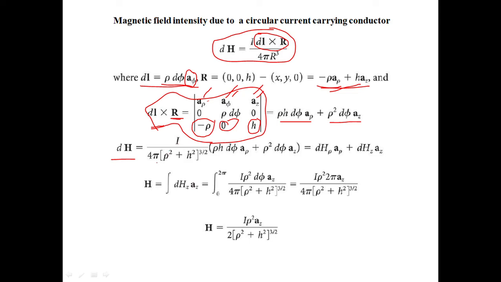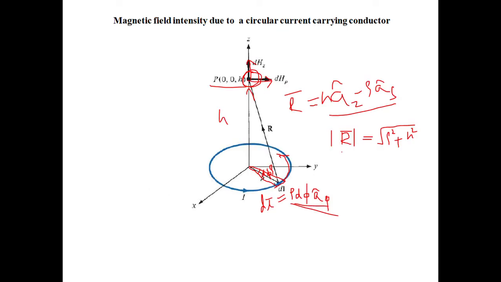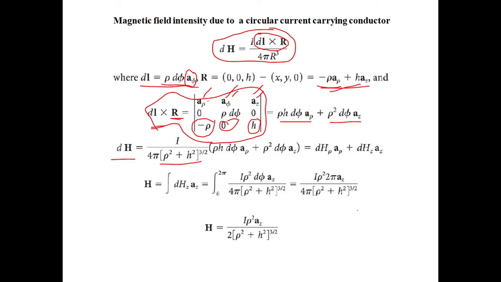I remains I itself, over 4 pi r cube. What is r cube? As I told you, r is this one, so r cube will be rho square plus h square, and the 1 by 2 is already there because of the square root. When I take the cube of that, it will be 3 by 2. This is for the magnitude cube, right? So this is r cube, written here, and this is dl cross r, whatever we obtained here, the same thing is written here. You need to take the book and solve, or else you will not understand, right? So please take the book and try to solve.